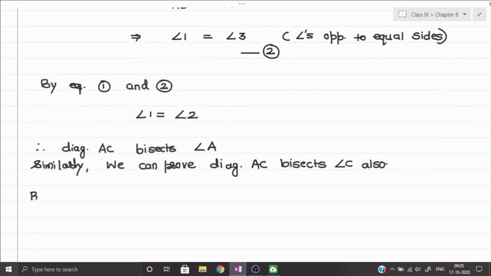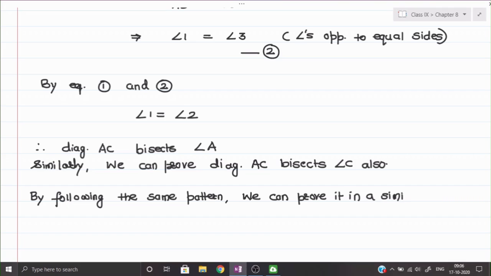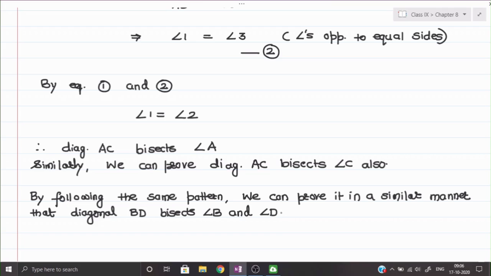So here we shall mention, by following the same pattern, we can prove in a similar manner that diagonal BD bisects angle B and angle D. So the second part can be proved in a similar manner.